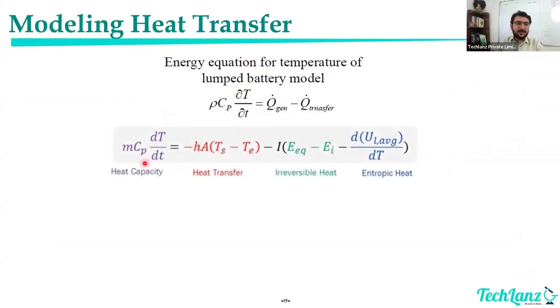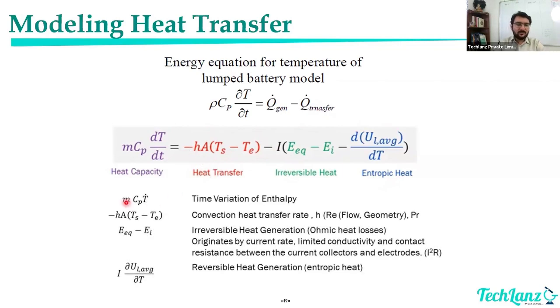If I change this term slightly, this is my heat generation term and this is my heat transfer term. By convective heat transfer, the conduction is not considered. You can add the conduction component also if you have conduction components. We'll talk about it in much more detail in subsequent slides. So this is how you model it. In this scenario, MC delta T is the heat capacity of a cell that decides how its temperature is changing with respect to time. This is my convective heat transfer coefficient, or overall heat transfer by convection, by liquid cooling or air cooling or something else. This is the irreversible heat component and this is my reversible heat component, correct?